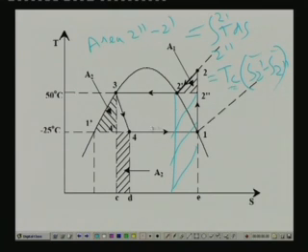So, it is very easy. We just find out the area under 2 dash and the area under this one and subtract these two areas, and you will get the superheat horn area.